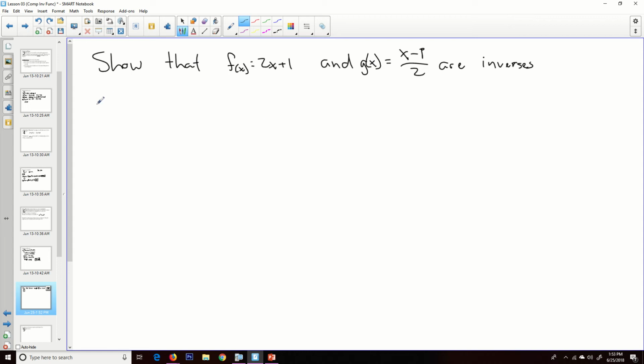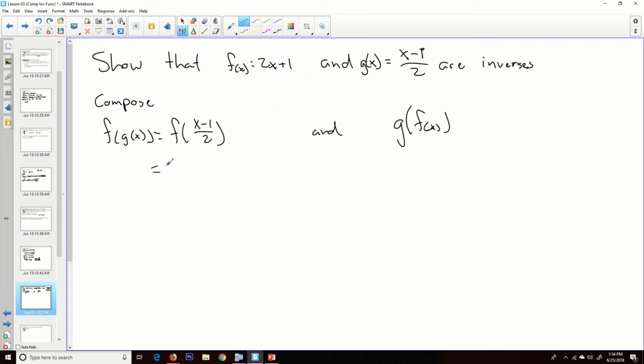And so to do that, we must compose f of g of x and g of f of x. And we can do that fairly quickly. So this is going to be f of, and we're going to replace this g of x with the actual function, which was x minus 1 all over 2. And then we're going to plug x minus 1 all over 2 in for x into the f function. So the f function is 2 times something plus 1, and that something in this particular case is x minus 1 all over 2. So x minus 1 all over 2.